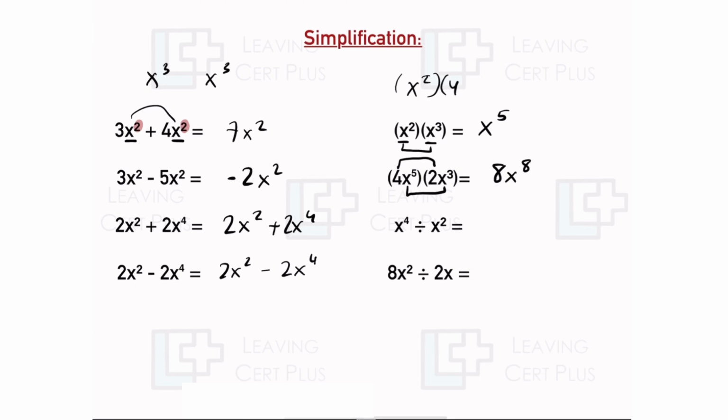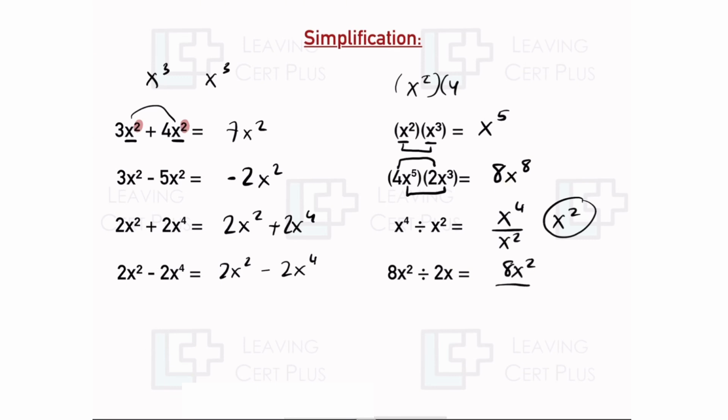Here, you're dividing, and it's easier to understand these rules if you write one over the other. So that's x to the power of 4 over x to the power of 2. And you can just take away the power on the bottom from the top. So that's going to leave me with x to the power of 4 minus 2, which is just x to the power of 2.